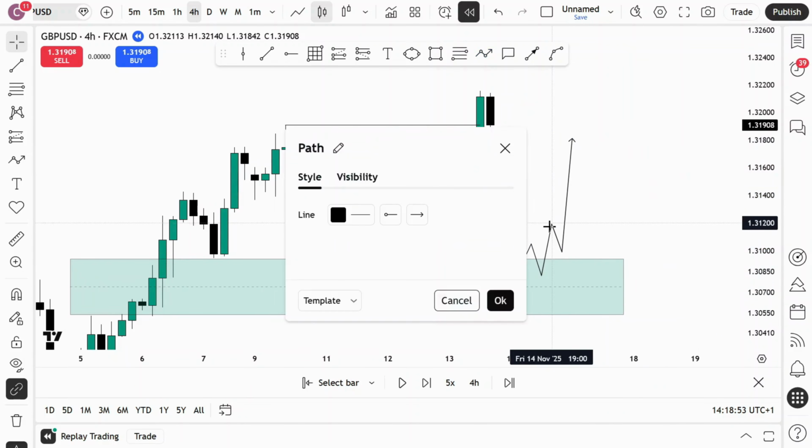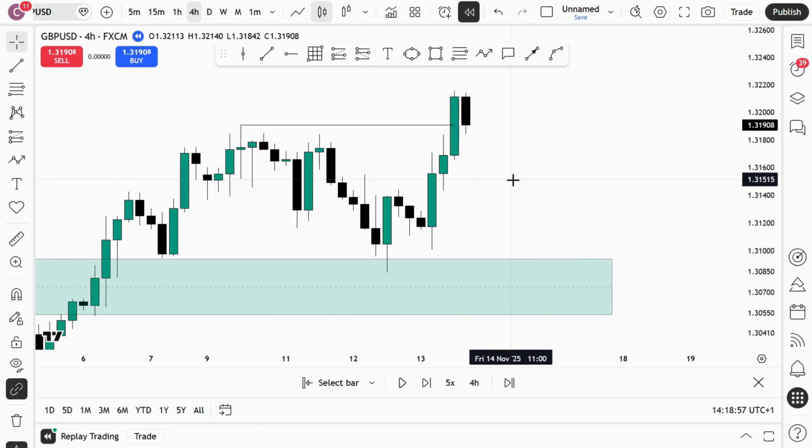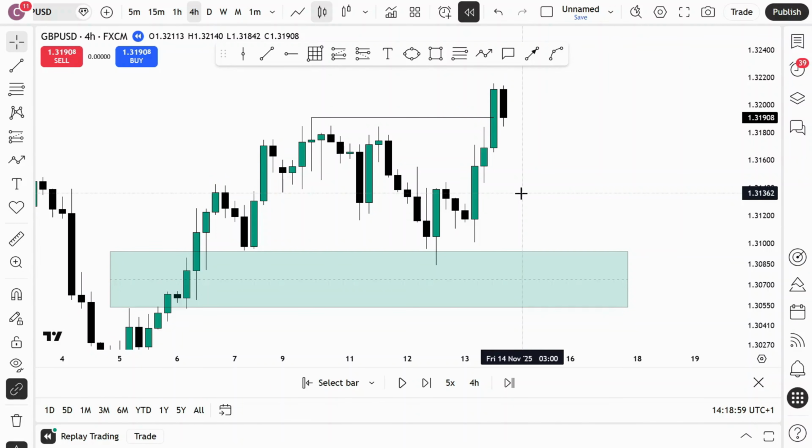However, in this case, price simply expands to the upside without delivering that ideal sequence. At that point, most traders would step aside and allow the move to unfold without participation. Sometimes that approach is acceptable. However, it is not always the most efficient way to capitalize on the cycle.